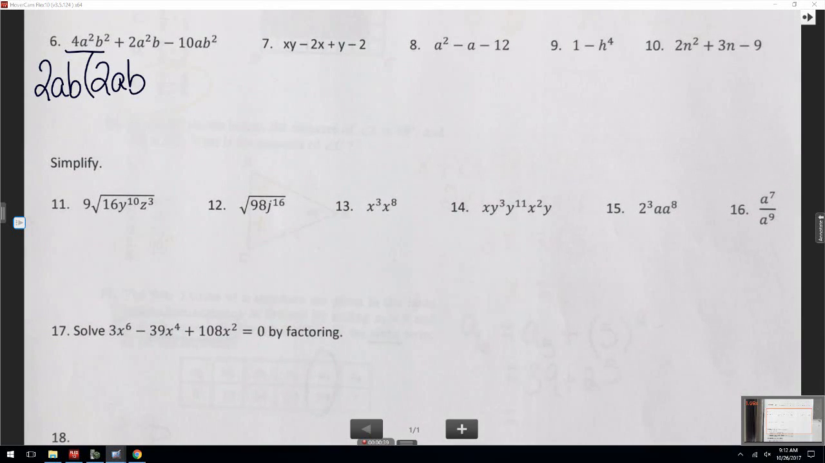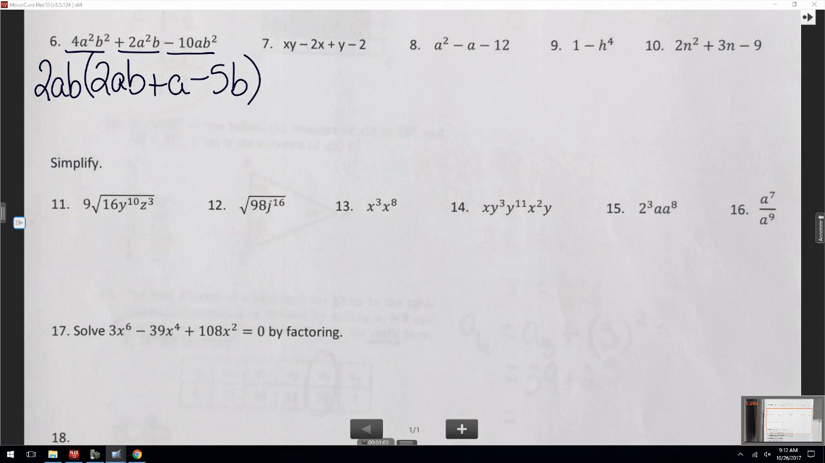Alright, Jenny, if I take out a 2AB from that second term, where are you at? How many do I have left? Very good. Positive AB. Alright, and then Mallory, if I take out a 2AB out of that last term, what do I have left? Perfect. Alright, everybody okay?